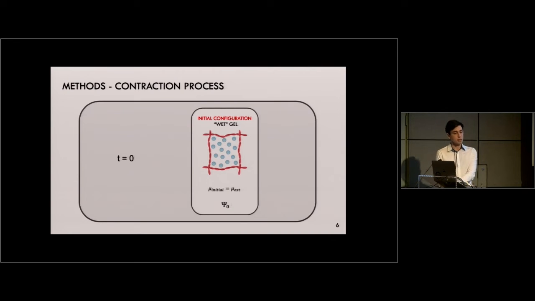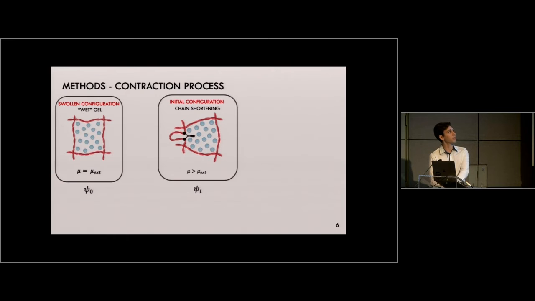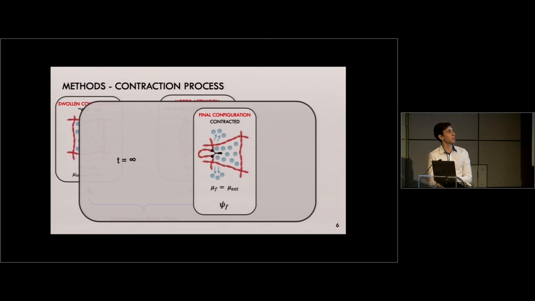Now to recap that, at time 0, we have our swollen state with an initial free energy. Then, instantaneously, we shorten the chains, so we move out of equilibrium, and the chains contract. Since we're out of equilibrium, we will get deswelling. But the difference in free energy between these two states is the instantaneous motor work, so the work that we have to put into the system for the contraction to occur. And then once we reach steady state, we reach a final free energy where we reach equilibrium again.